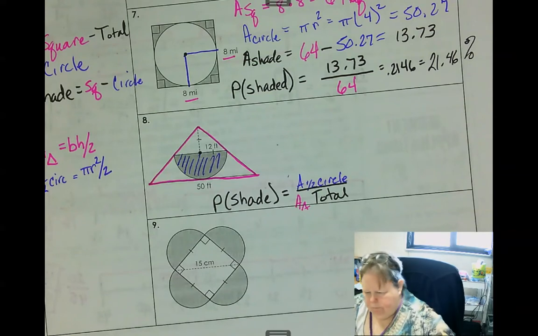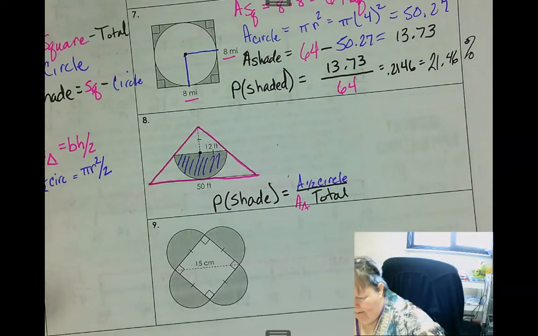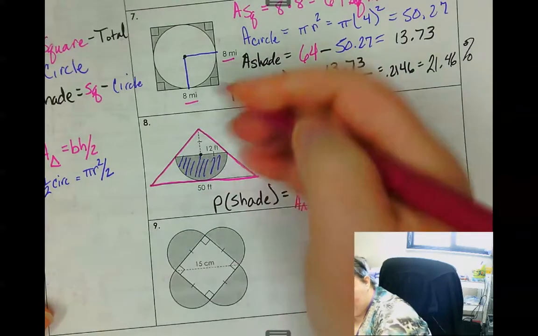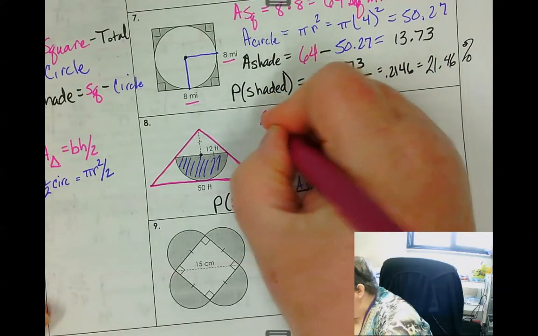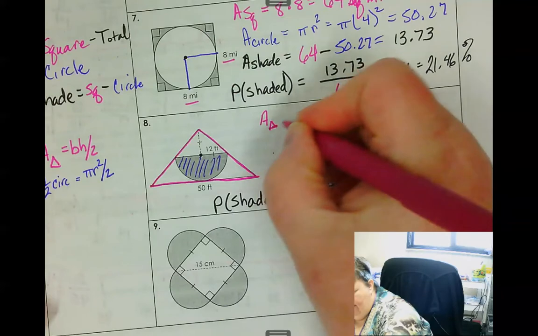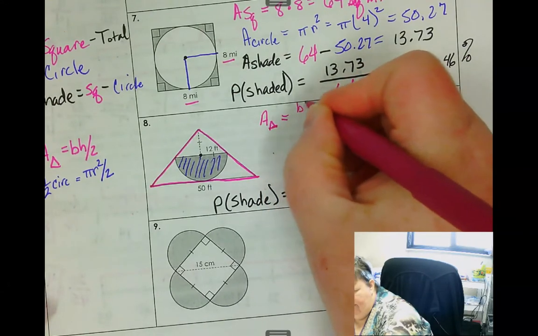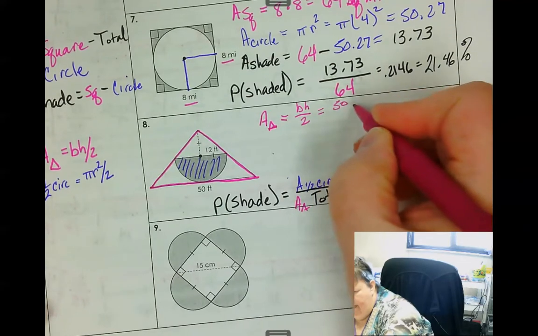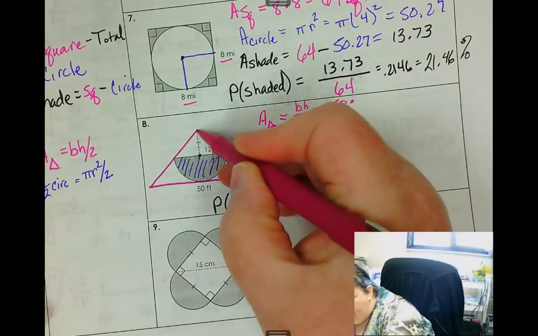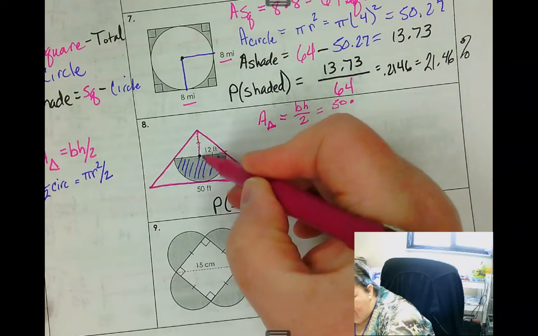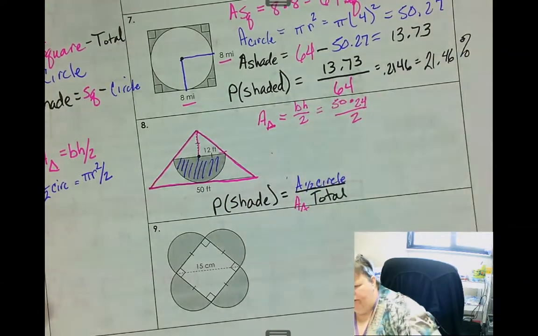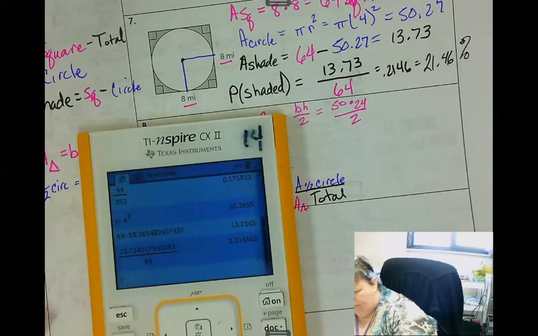Okay, so here we go. Area of the triangle equals base times height divided by 2. My base is 50. My height is 12 plus 12, which is 24, divide by 2. Okay, my handy dandy calculator.